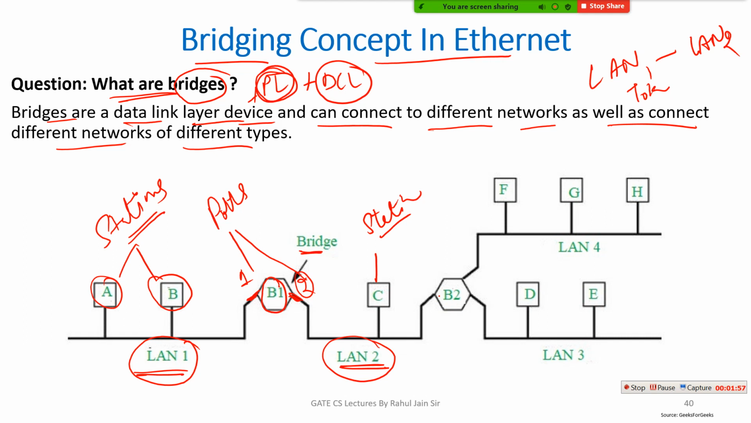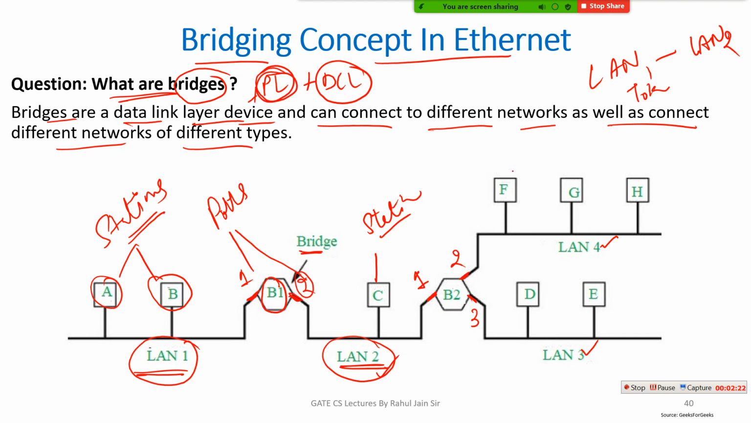And if I talk about B2, B2 is connecting with LAN 2, LAN 4 and LAN 3. So B2 has three ports: one port connecting with LAN 2, another connecting to LAN 4 and another connecting to LAN 3. So I have three ports with B2, and I have two bridges here.